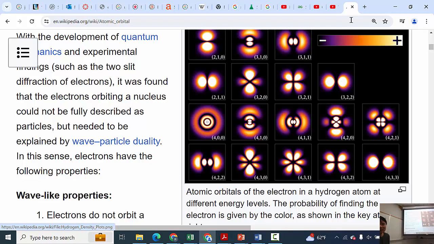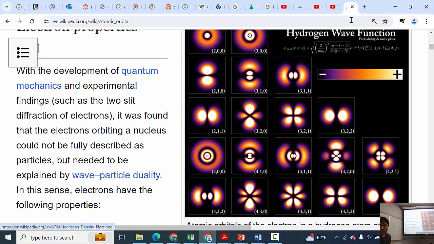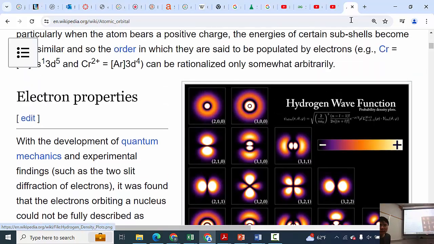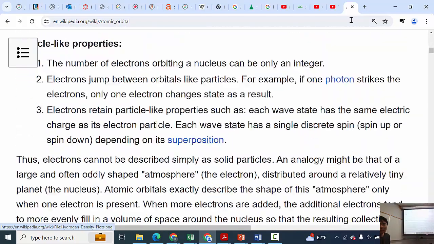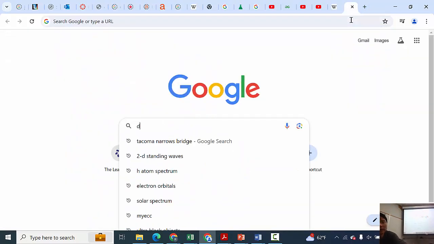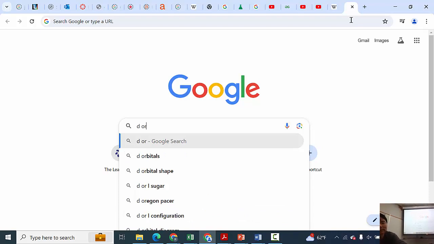Actually, just one of them here. Oh, actually more than one. Well, they didn't show enough of them. We call these d orbitals. This is just to be on the same page. This is only for hydrogen, correct? Yes.